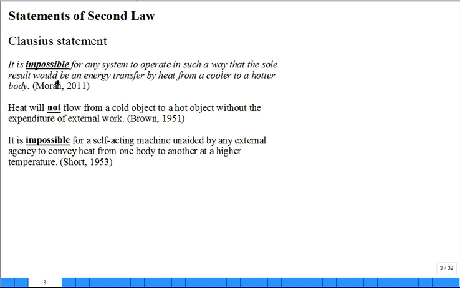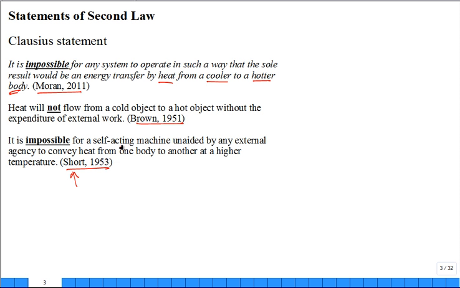Clausius statement. It is impossible for any system to operate in such a way that the sole result would be an energy transfer by heat from a cooler to a hotter body. That's our textbook. Another textbook, Brown: Heat will not flow from a cold object to a hot object without expenditure of external work. And another author, Short, he's actually from Austin, long gone, but in the 50s. Short was teaching there at Austin, UT.